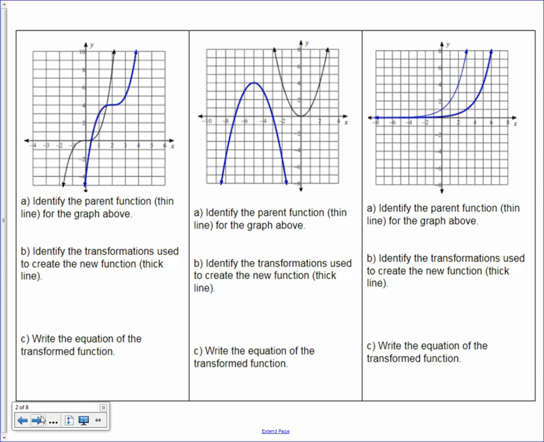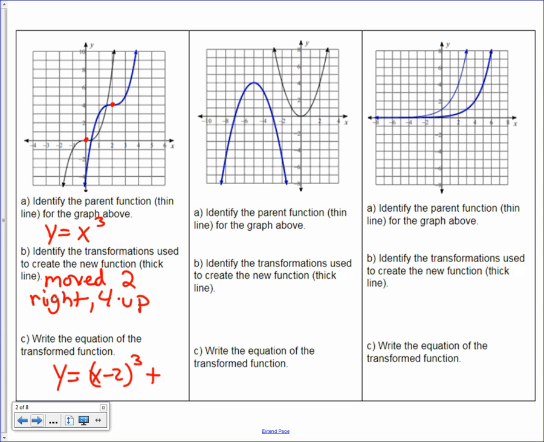Next set of problems are the same as the first 3, just different parent functions. So in A, the parent function is x cubed. It didn't compress or stretch, but it moved. Here is my original point, here's my new one. So it moved over 2 to the right and 4 up. So my equation will be y equals x minus 2 cubed plus 4.